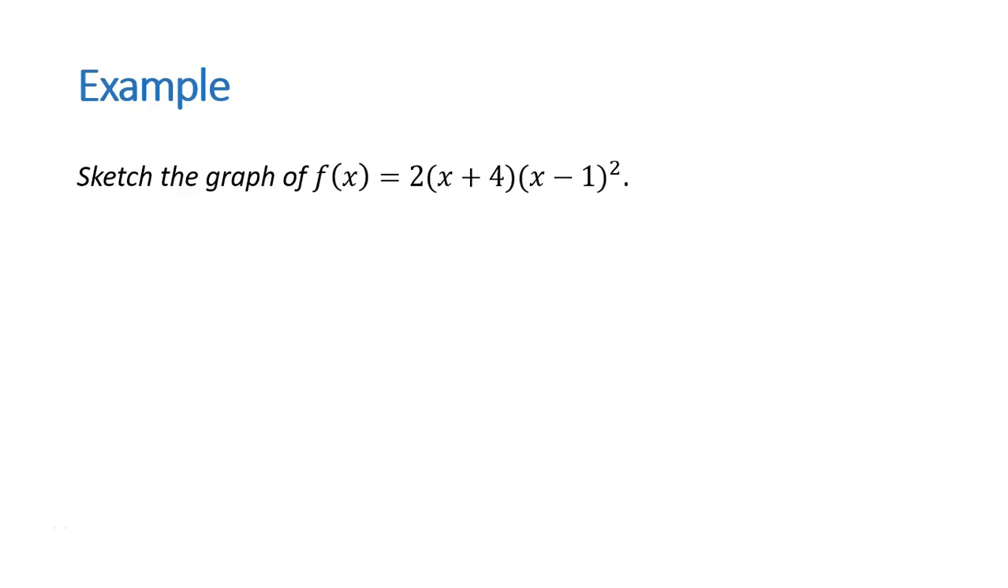So we want to sketch the graph of f of x is equal to 2 times x plus 4 times x minus 1 squared. So notice we have another polynomial function where everything is already factored for us. So this means finding the leading term, in other words, finding end behavior using the leading term test. That may be a little more involved, but chances are when we find the x-intercepts, that's going to be substantially easier than it could be. So first thing we want to do is determine the function's end behavior.